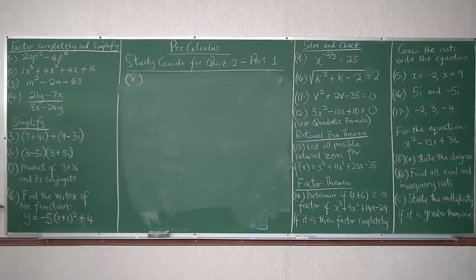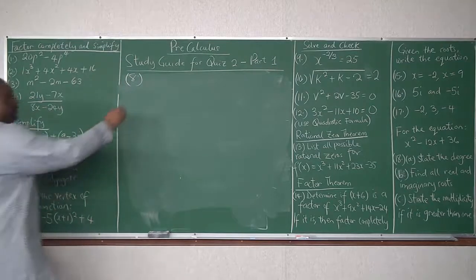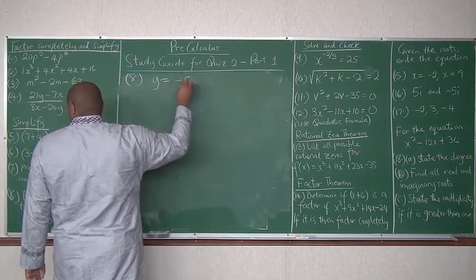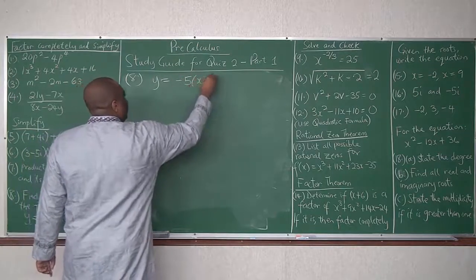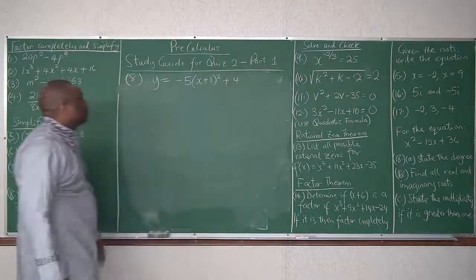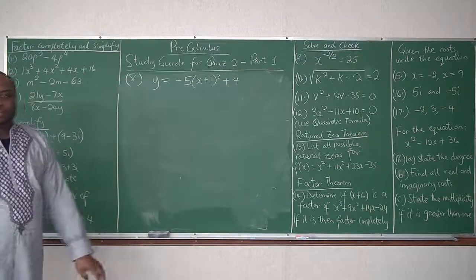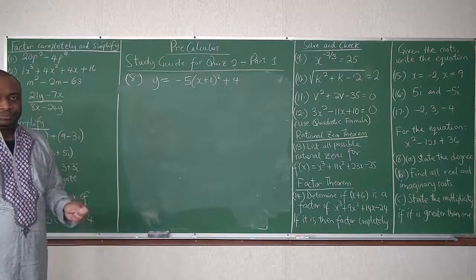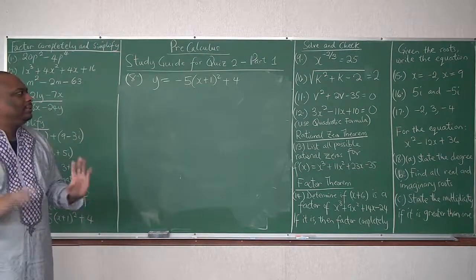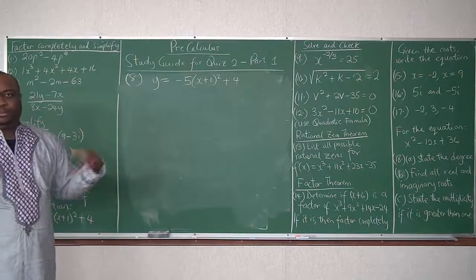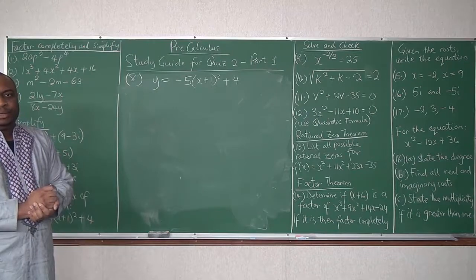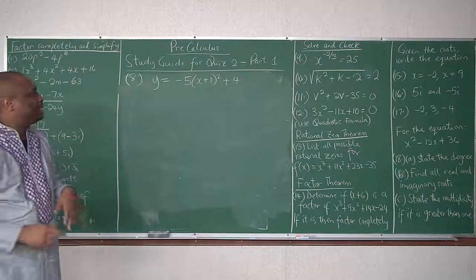Find the vertex of the function. So you have this function y equal to negative 5 times x plus 1 all squared plus 4. Find the vertex of this parabola. Let's quickly recall some things about parabolas.